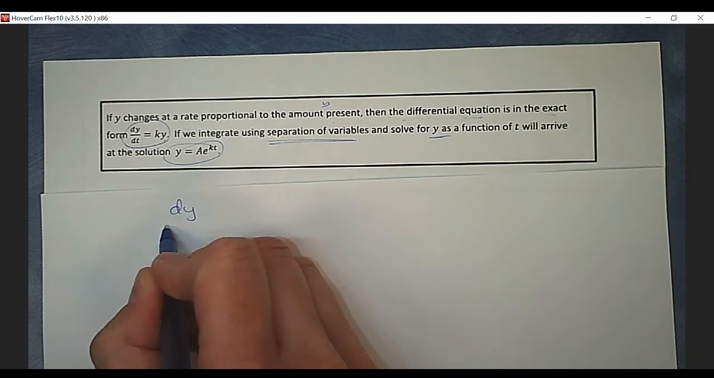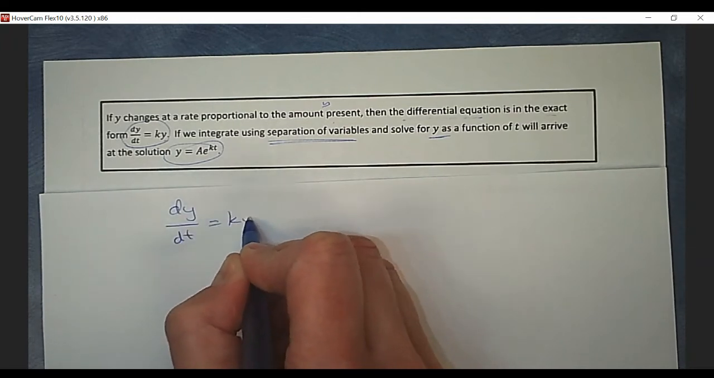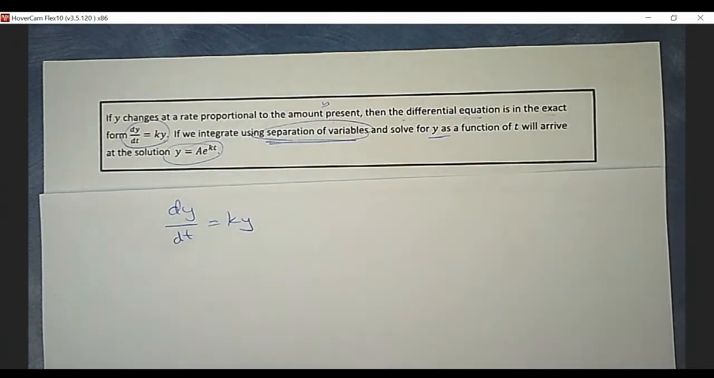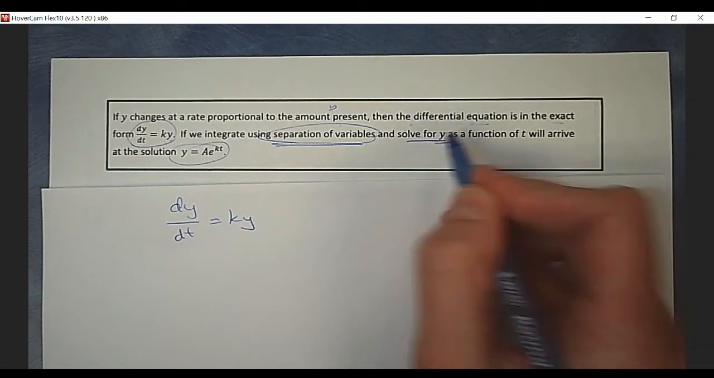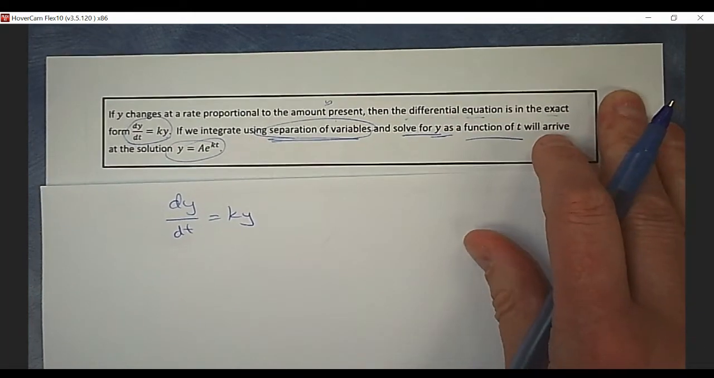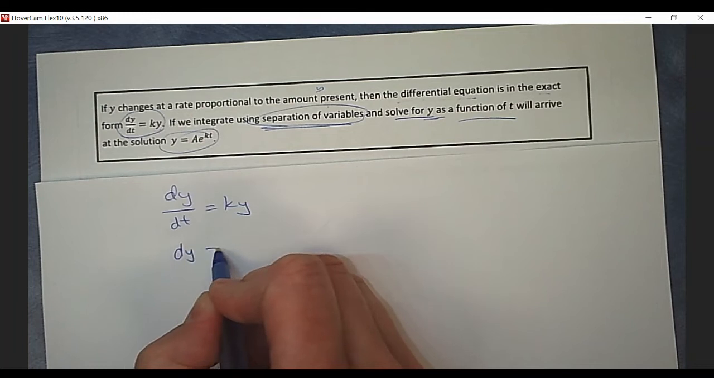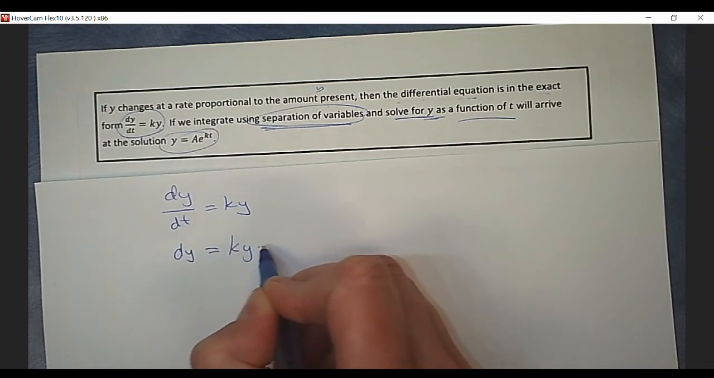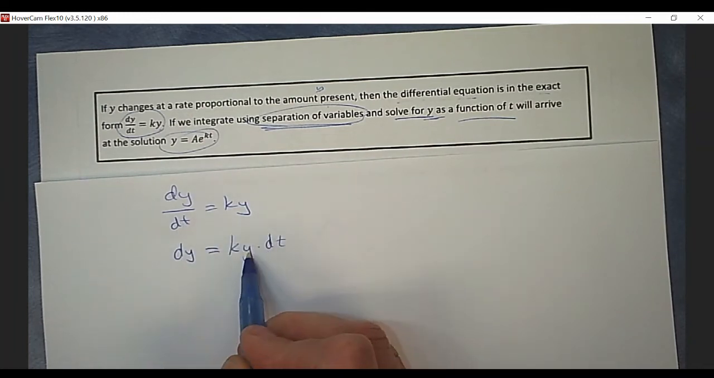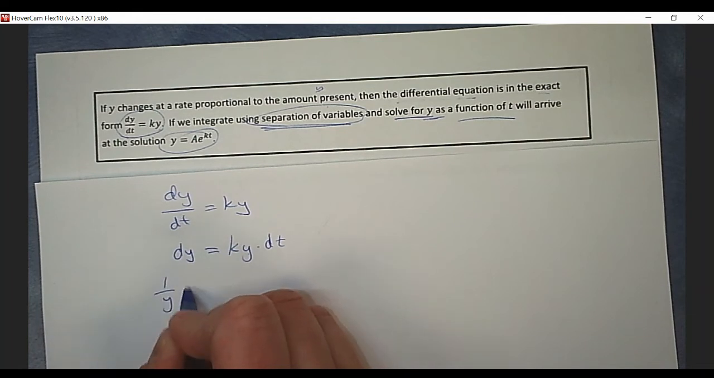I'm going to start with dy dt equals k times y. We're going to use separation of variables that we've been learning to solve for y as a function of t. So my first step here is to move dt to the other side. And then I want all the things with y over here, so I'm going to divide by y.